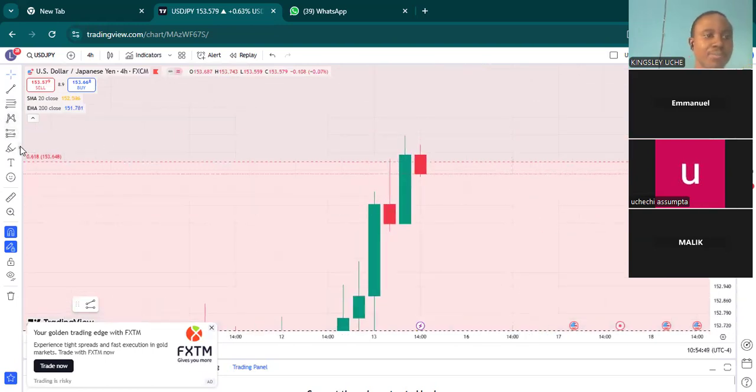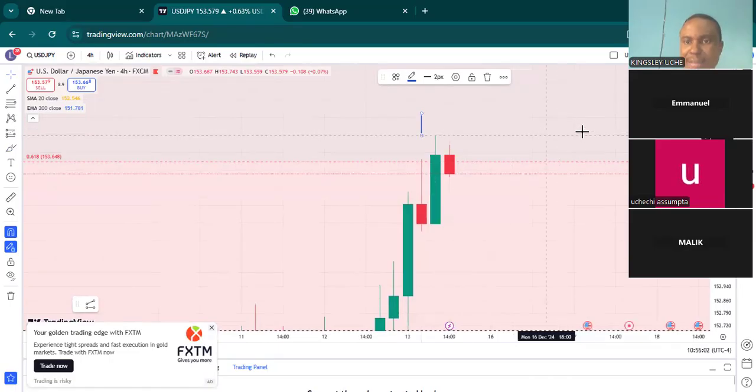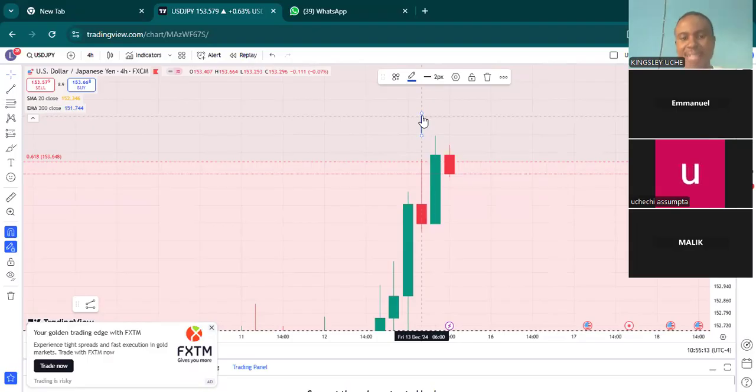Let's see. Brush. I'm going to just do this for us to be able to identify this candle. Now, you can see my cursor, right? The cursor where I put in this blue brush tool on top of the wick and the 4 hours bearish candle. If you look beneath, you can see the time there. It's Friday, 13th December 2024, 6 a.m. in the morning. This is the 4 hours time frame.